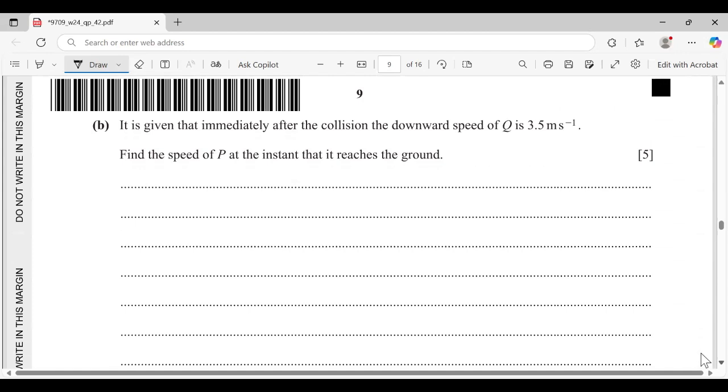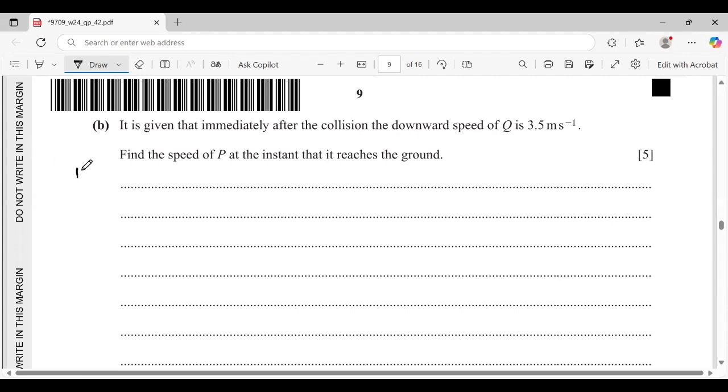It is given that immediately after the collision, the downward speed of Q is 3.5 meters per second. Find the speed of P at the instant that it reaches the ground. We will use the theory about momentum, momentum before collision and momentum after collision. Momentum before collision equals the momentum after collision.